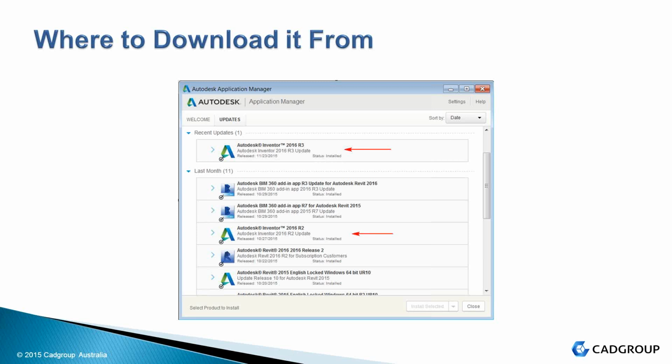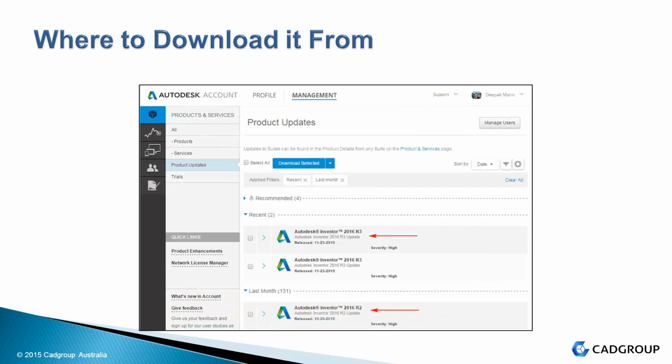If you do not have Inventor installed on your computer, in that case, you can go to your subscription account, which is manage.autodesk.com. When you go to manage.autodesk.com and you log in using your subscription credentials, on the left, you will be able to see product updates. When you click on product updates, I filtered it based on recent and last month. So I can see the two updates here. If you haven't installed either of these two, you don't need to install R2, you can directly install R3. So R2 will not be required in that case.